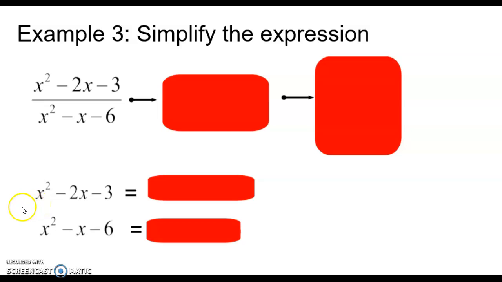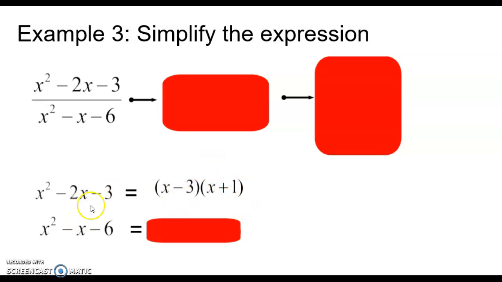We can use our shortcut method to look for two numbers that multiply to negative 3 and add to negative 2, because we have that leading coefficient of 1. The numbers that multiply to negative 3 and add to negative 2 are negative 3 and 1. Negative 3 times 1 gives us negative 3. Negative 3 plus 1 gives us negative 2. So that top factors as x minus 3, x plus 1.